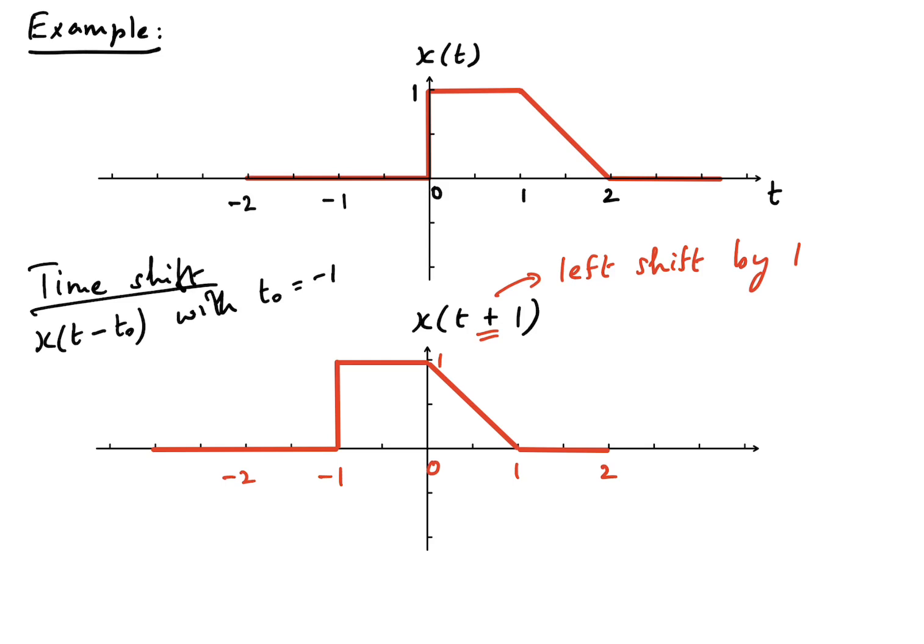So the only change that has happened in this transformation is that the signal on the top has got shifted to the left by an amount 1. Similarly, let's see what happens if this t naught is positive in x of t minus t naught. Then we will have x of t minus 1. That means this whole signal will be shifted to the right by an amount 1. So let's work out that example as well.